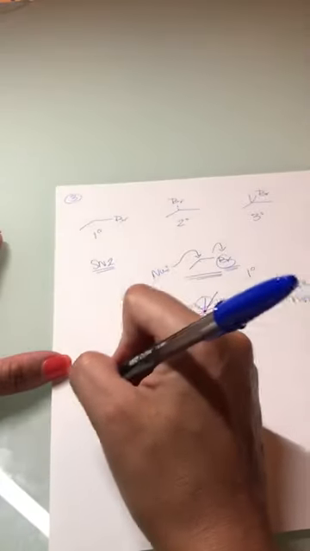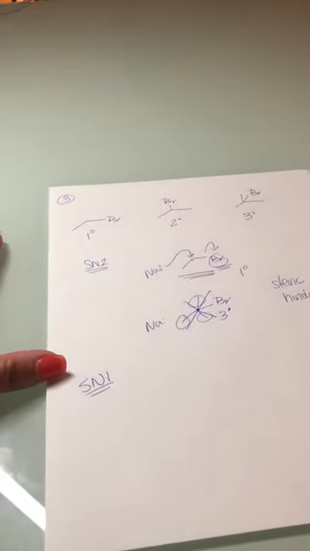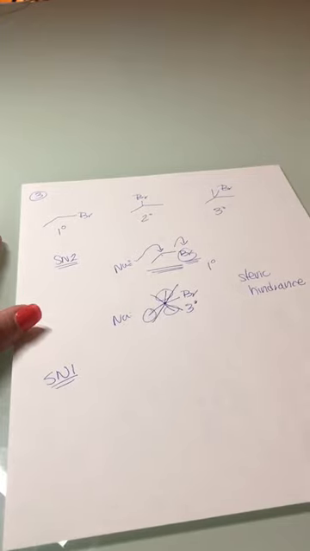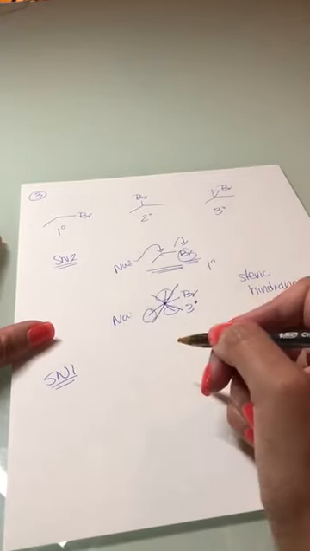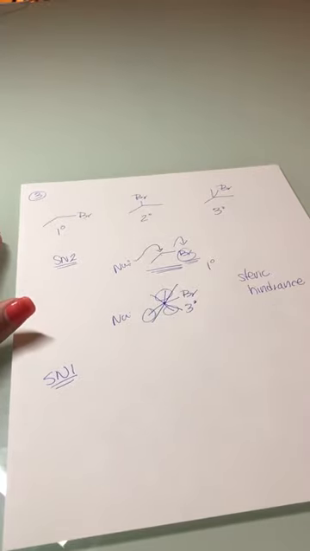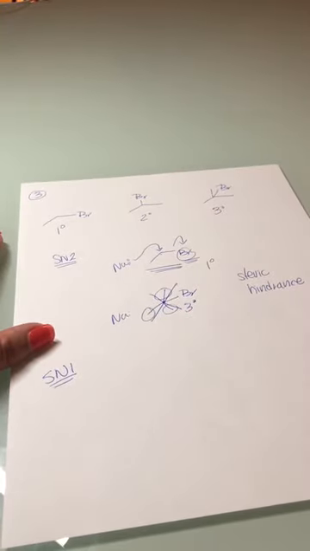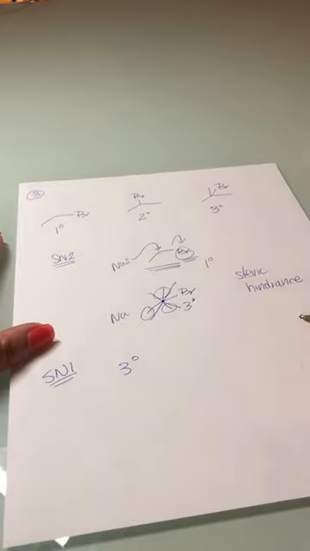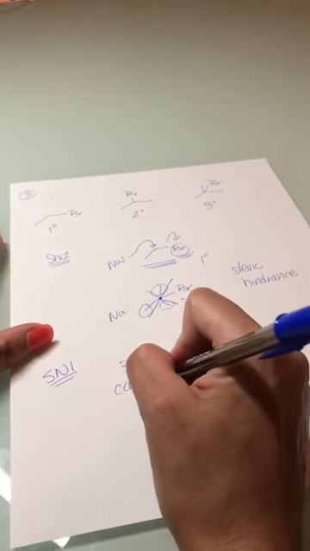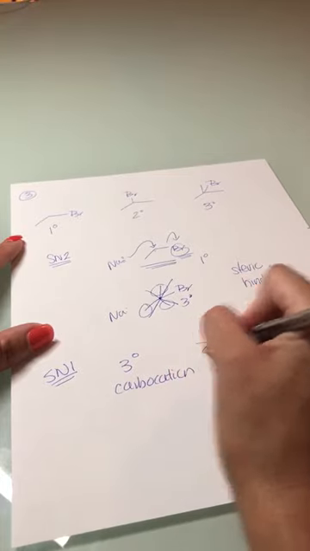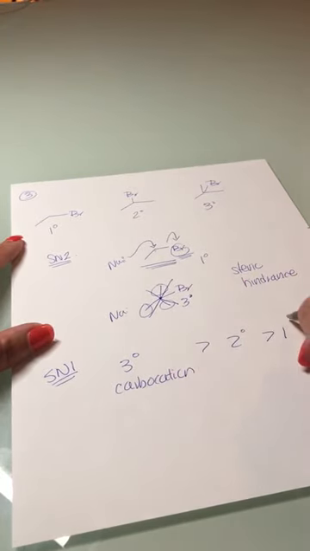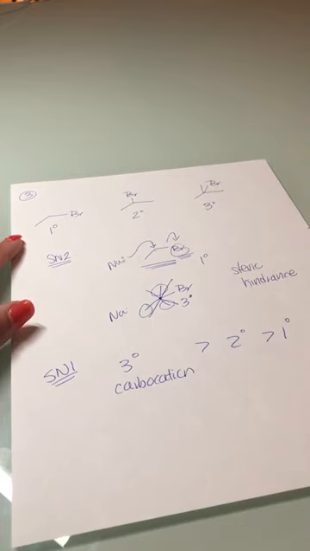So let's take a look at the SN1 reaction. For the SN1 reactions, you have to remember that you have the formation of a carbocation in the rate determining step. So when you have a carbocation, you have to remember from chapter 6 that a tertiary carbocation is more stable than a secondary, and a secondary is more stable than a primary carbocation. Meaning, the more stable the carbocation, the faster the SN1 reaction.